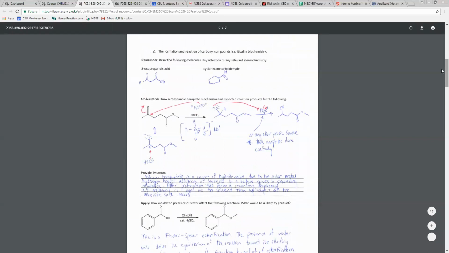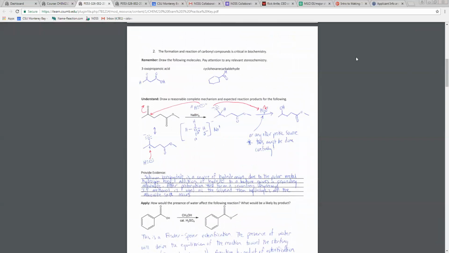Okay, in terms of drawing these molecules and relevant stereochemistry, in this case, my 3-oxopropanoic acid, the oxo refers to the ketone, the oic acid refers to the carboxylic acid. For the cyclohexane carbaldehyde, remember this carbaldehyde indicates that I have an aldehyde appended onto a cyclohexane ring.